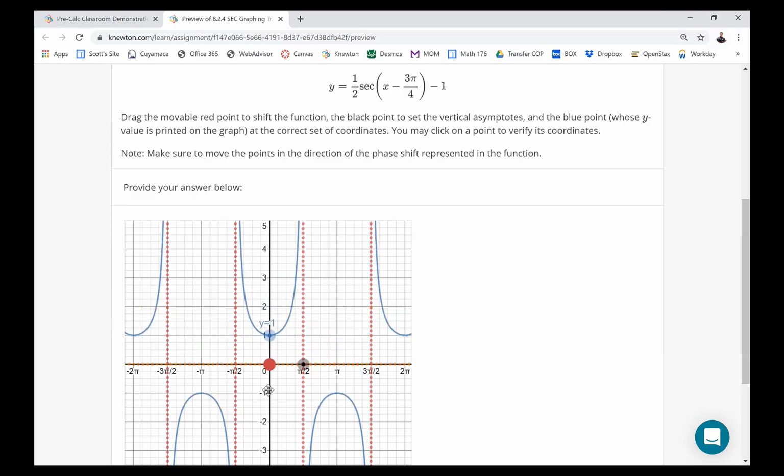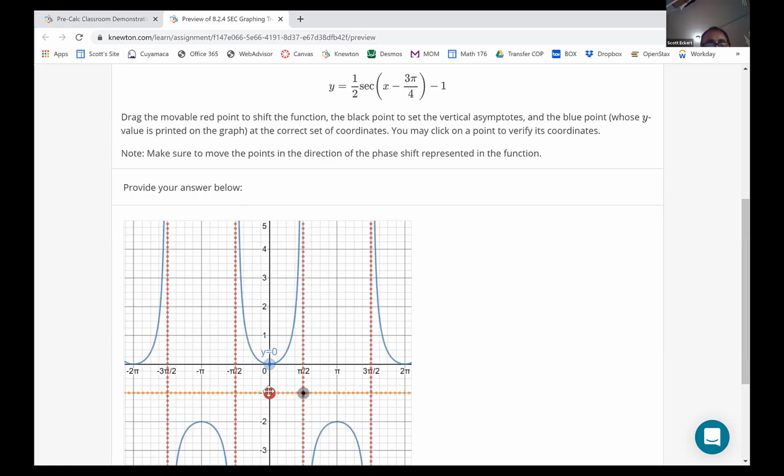Negative one. Yeah, negative 1. Okay. Now, that's the midline, and that is the center point of the sine wave. Oh, actually, no, cosecant is cosine. Okay, so now, is that the only movement I have to do, just down? No. To the right.